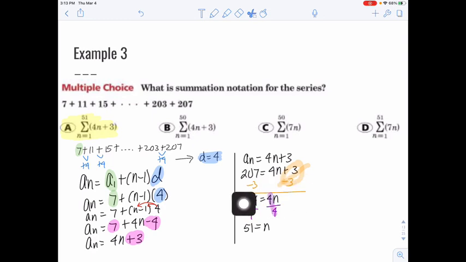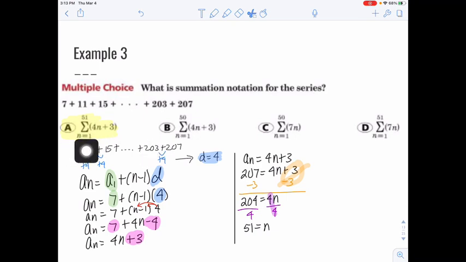We can subtract 3 from both sides. 3 minus 3 is a 0 pair. 207 minus 3 gives us 204. And now we're left with 204 equals 4 times n. If we divide both sides by 4, 4 over 4 becomes 1, and we're left with just n on the right-hand side. 204 divided by 4 gives us 51. That means that 207 is our 51st term, and therefore we would choose option A.